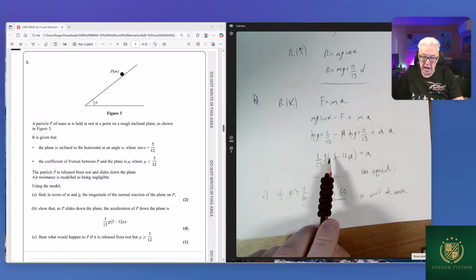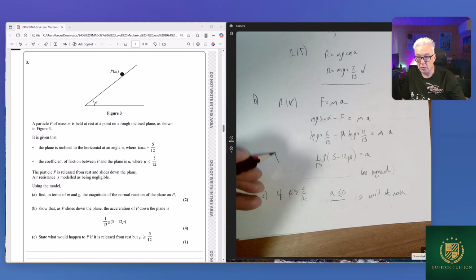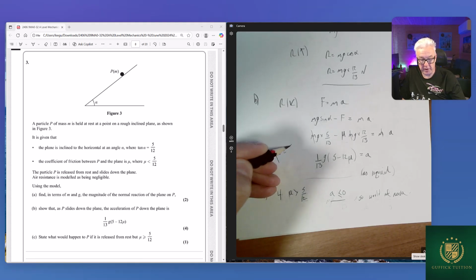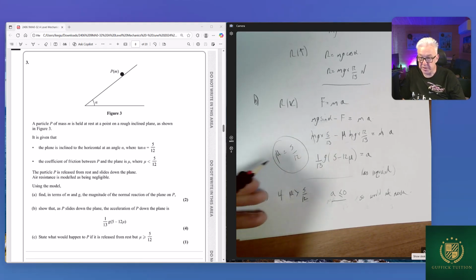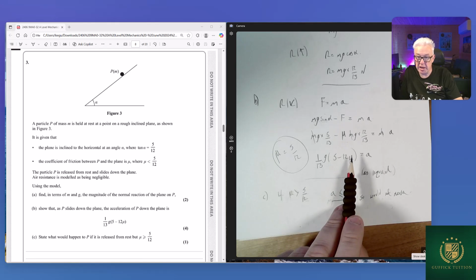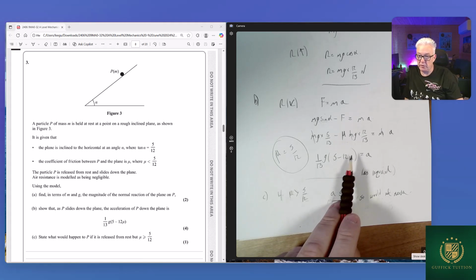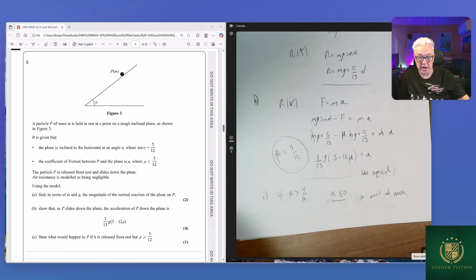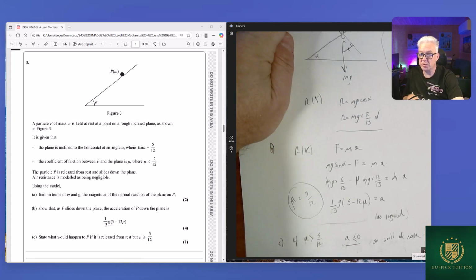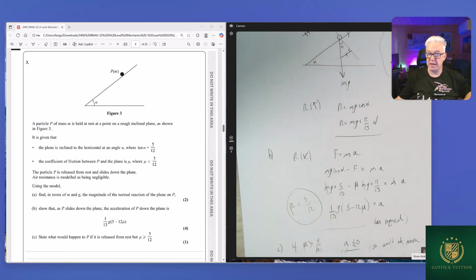Let's imagine if mu was equal to 5/12. In this equation here, we would have 5 minus 12 times 5/12, which would be 5 minus 5, which is nothing. So there would be no acceleration at all. So if mu is greater than or equal to 5/12, there will be no acceleration, and that means that the particle would not move. It would just remain where it is in equilibrium.